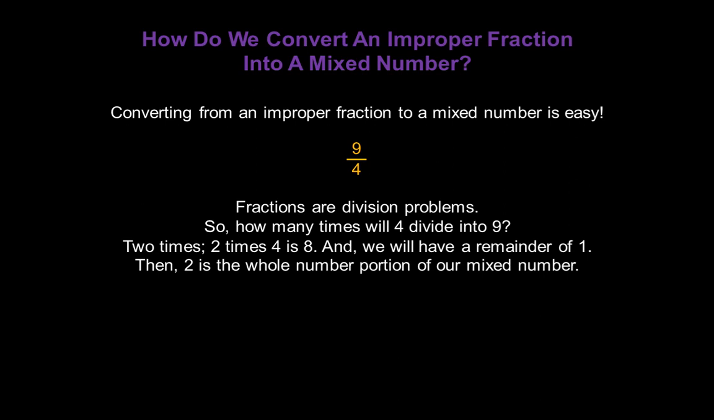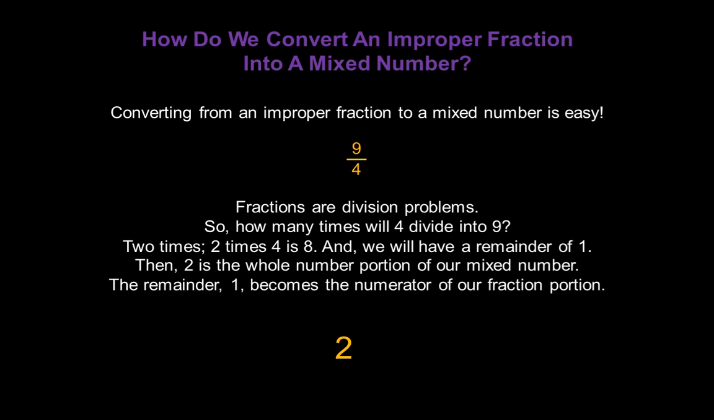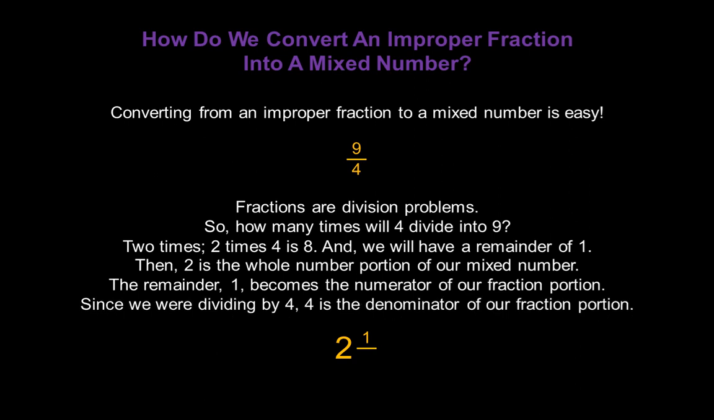Then 2 is the whole number portion of our mixed number. The remainder 1 becomes the numerator of our fraction portion. And what goes in the denominator? Well, since we were dividing by 4, 4 is the denominator of our fraction portion. So 2 1/4 is the same as 9/4.